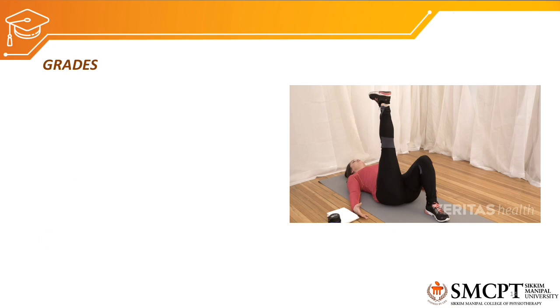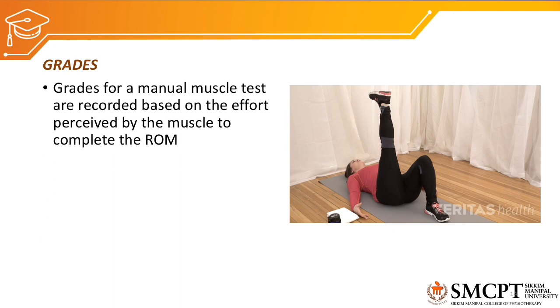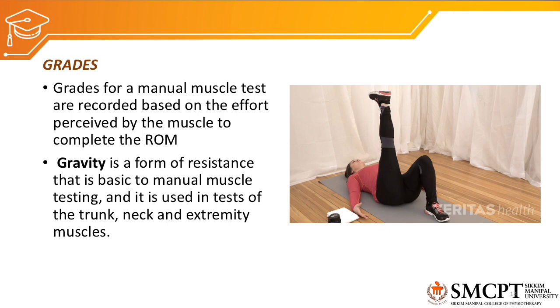Now, coming to grades of MMT, or to differentiate between the weakness or strength of the muscle, there are particular grades given by MRC, that is the Medical Research Council. The grades of manual muscle test are recorded based on the effort perceived by the muscle to complete the range of motion, or active muscle contraction by the patient. Here again, we discussed earlier that gravity is one of the important points. Gravity is also a form of resistance that is basic to manual muscle testing, and it is used in tests of trunk, neck, and extremity muscles.